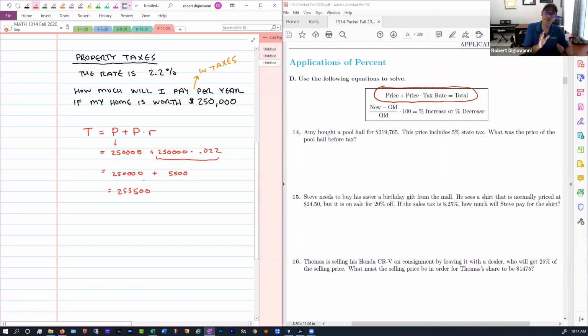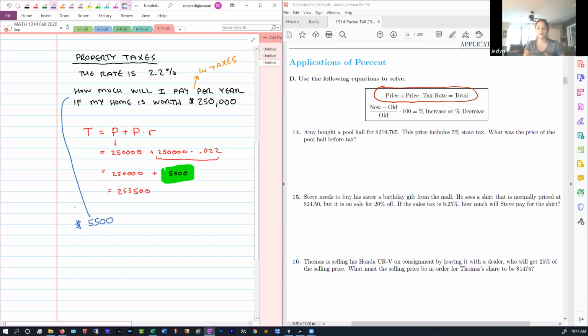So that's what I wanted you to get. Now that is if you were to buy your home and you're paying taxes on that, that's how much you'd pay for everything. That's not the question. The question is, how much did we pay in just the taxes? So Faith, how much of this is just the tax part that we have to pay? The 5,500. Good. So that's the answer to the question.